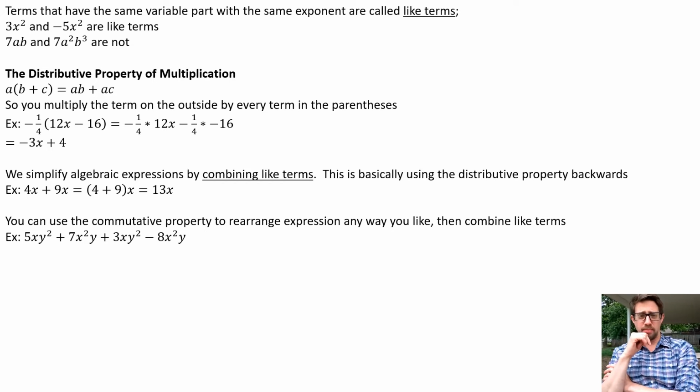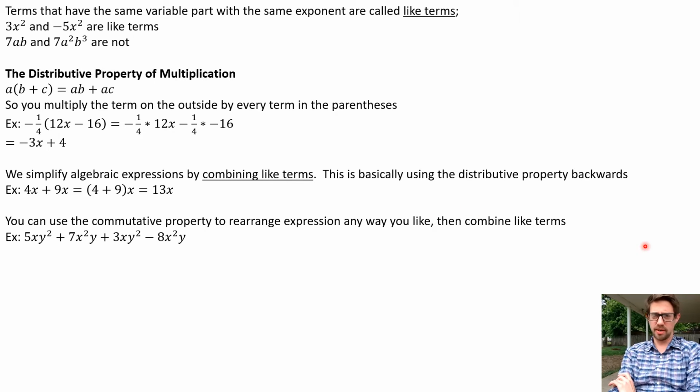5xy squared plus 7x squared y plus 3xy squared minus 8x squared y. Oh boy. Lots of x's and y's. And again, for now, this is a polynomial. And the graph of this would actually be a 3D surface, but we don't need to get into any of that stuff yet. For now, the instructions are just combine like terms. So simplify by combining like terms. So notice that the 5xy squared and the 3xy squared are like terms, and the 7x squared y and minus 8x squared y are also like terms.